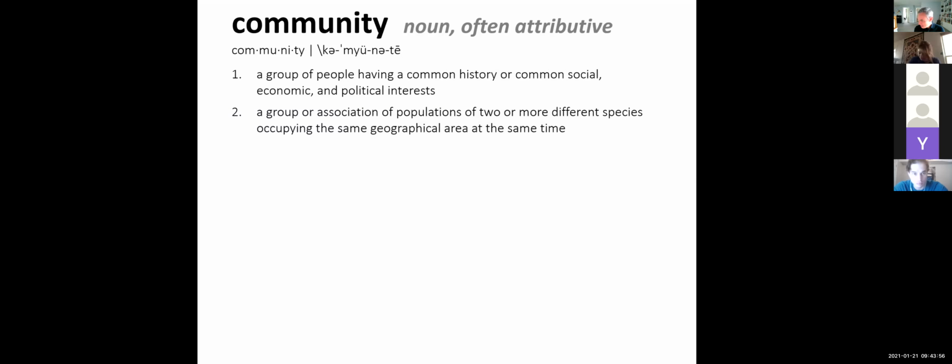Next word is community. Community generally means a group of people having common history or common social, economic, and political interests. That's if you look up the dictionary definition. Biologically speaking, it's a group or association of populations of two or more different species occupying the same geographical area at the same time. So could humans and the bacteria that live inside us be a community? Absolutely, because we're both occupying the same geographical area at the same time.